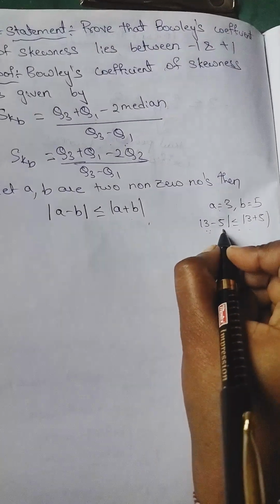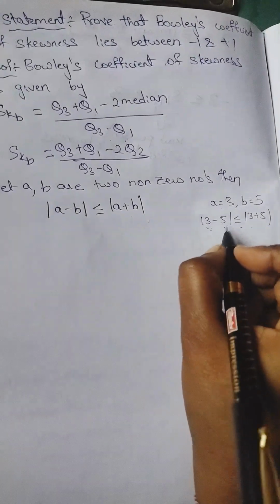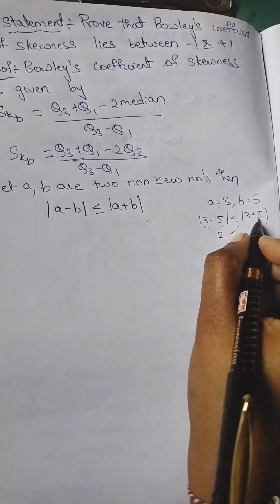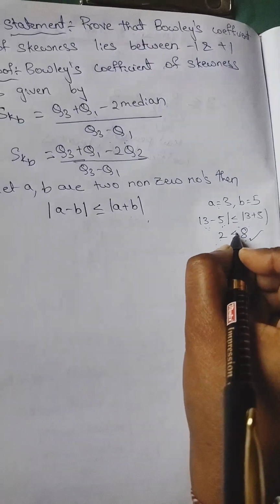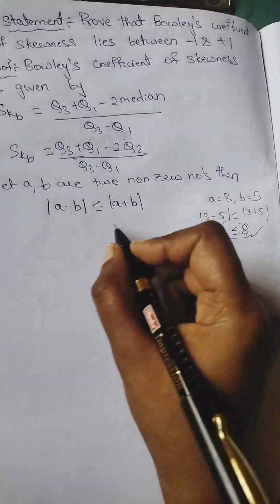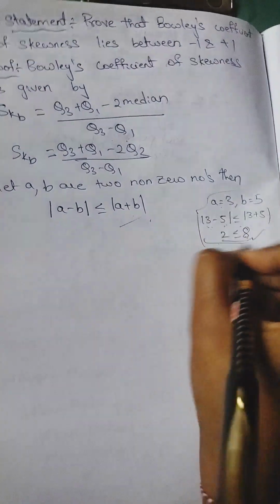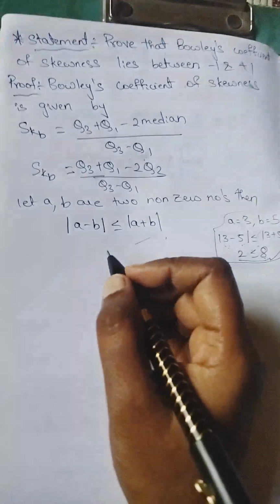We are checking now. 3 minus 5 is minus 2. Minus 2 if you apply mod you will get 2, less than or equal to mod of 8. Mod of 8 is already positive, we can write 8. So now which is greater? 8 is greater. So this identity is true. You can use that. This is the rough part, no need to do it here, just for your understanding I have explained.